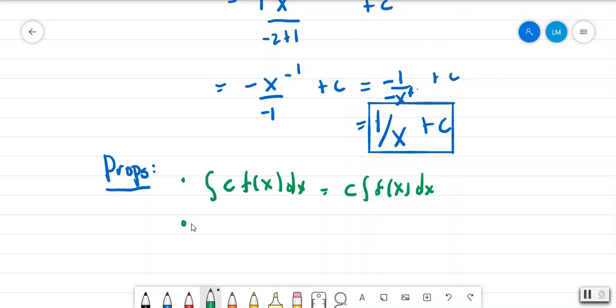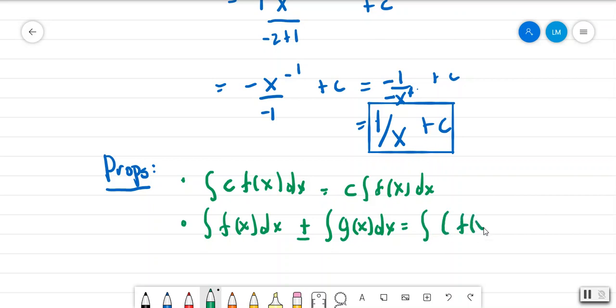So another property is that the integral of f of x dx plus or minus the integral of g of x is equal to the integral of both f of x plus or minus g of x. It's just telling you that you can either integrate term by term, each function individually, or add or subtract first and then take the integral. It's more or less the same thing, but it helps you with respect to properties or polynomials.